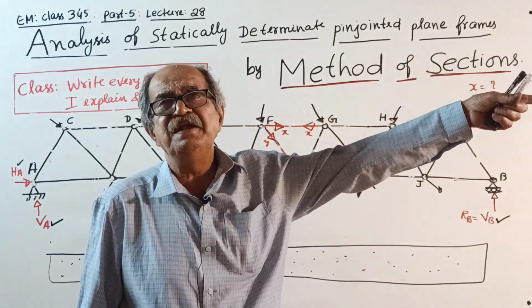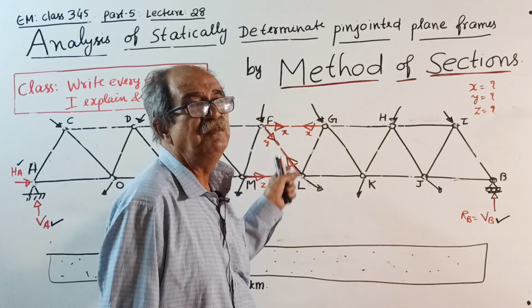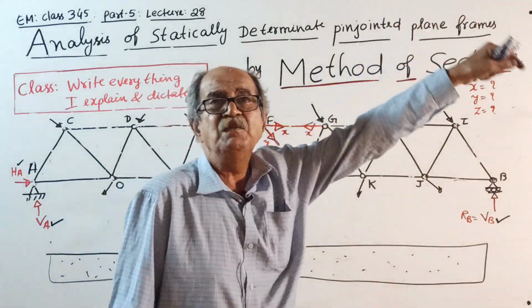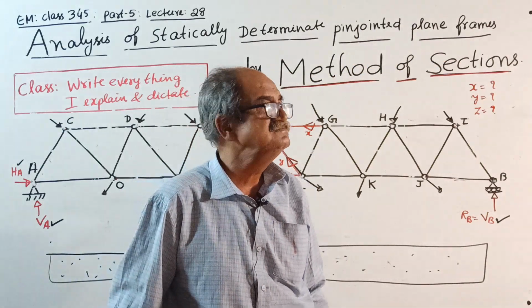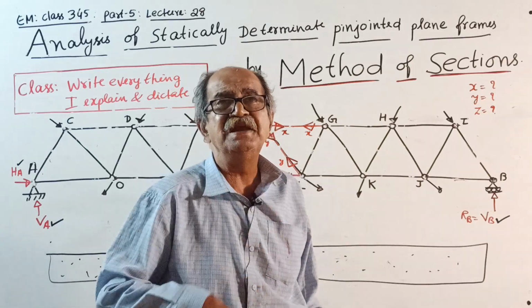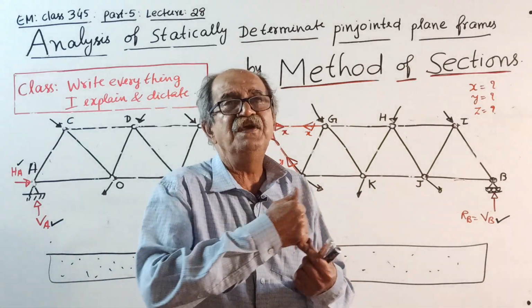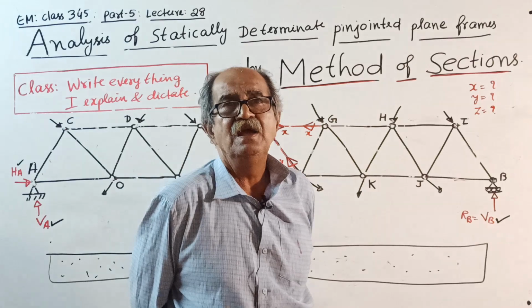One brain teaser I uploaded earlier. See, take moment about A for a simply supported beam, find VB, take moment about B, find VA. Sigma V equal to 0 you have not applied. Then I asked the question. See there, in the brain teaser playlist you can see. Why is sigma V not applied? I got a perfect reason. I will tell you now.